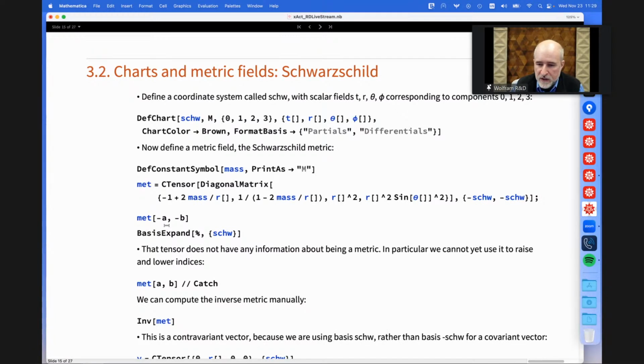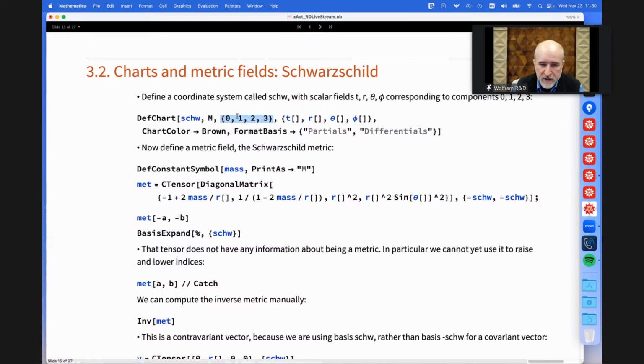And the first thing we are going to do now is define a chart, a coordinate system. So we are going to be working with the Schwarzschild metric, and our chart is going to be called SCHW. That's just a name. You can choose absolutely any name. It's going to be a chart on M, or at least on a large enough region that you can work with it. So xAct is essentially a local computation system, not global yet.